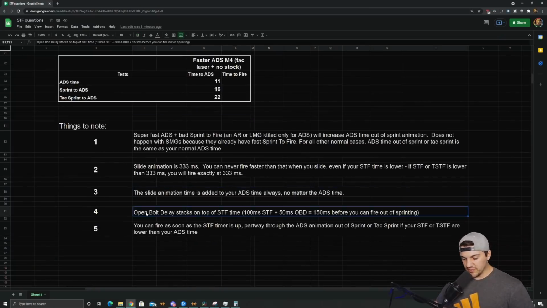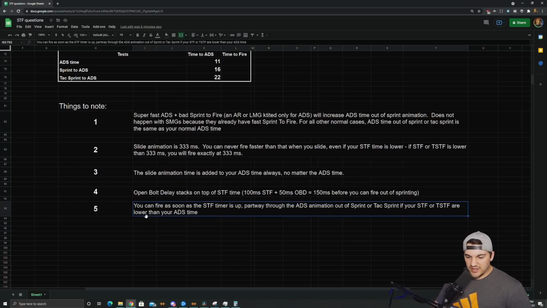Open bolt delay, this is something I didn't test, but I know this is true just because I've tested sprint to fire times on open bolt delay guns in the past. Open bolt delay just stacks on top of sprint to fire time. So if you have a 100 millisecond internal sprint to fire time clock that runs as soon as you press the trigger when you're sprinting, and the gun has a 50 millisecond open bolt delay, it's simply 150 milliseconds before you can fire coming out of a sprint. So you can think of it like an extra penalty to your sprint to fire when you have an open bolt delay.